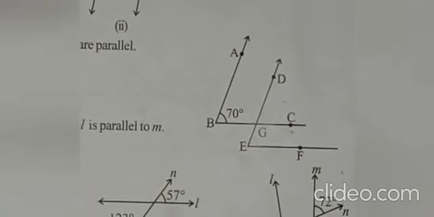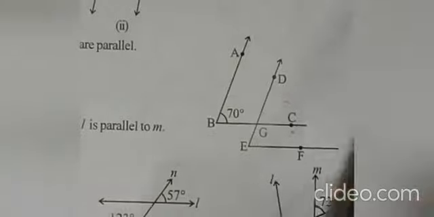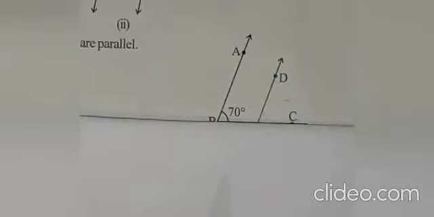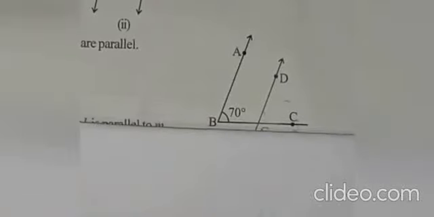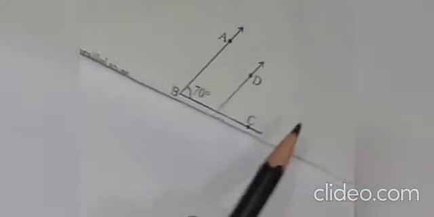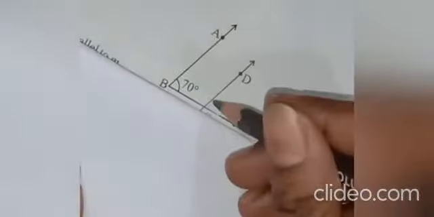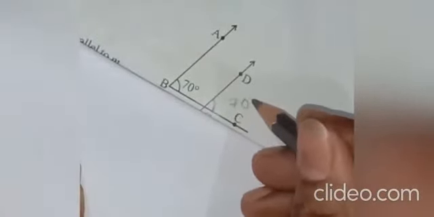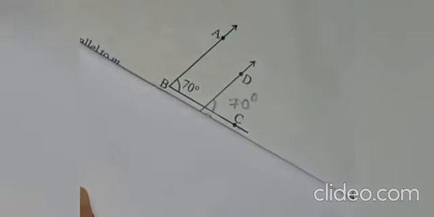So again, put the paper here. Which shape can you see here? You can see an F. If you have an imaginary line passing from here, you will see the transversal, and you can find that it is an F shape. So DEC is also 70 degrees because of the property of corresponding angles.